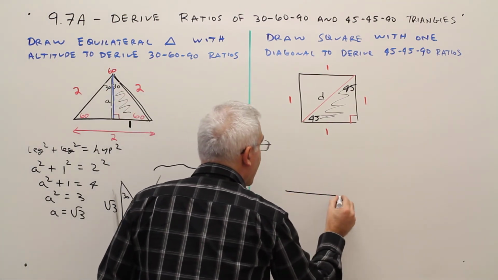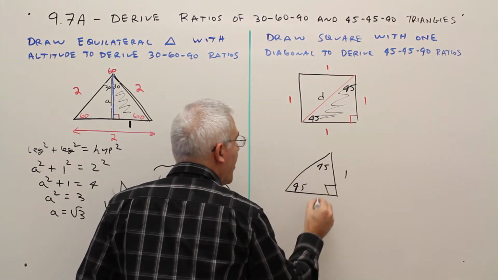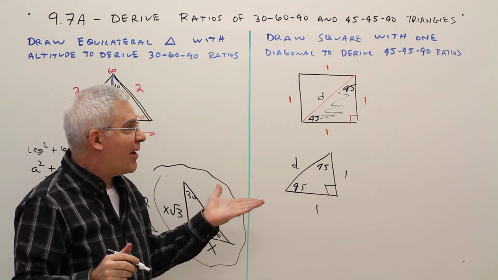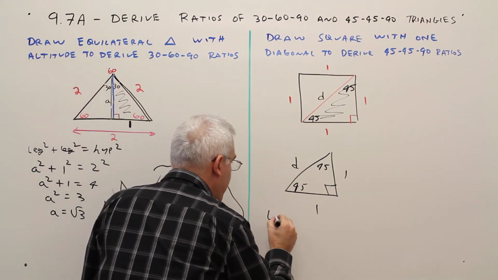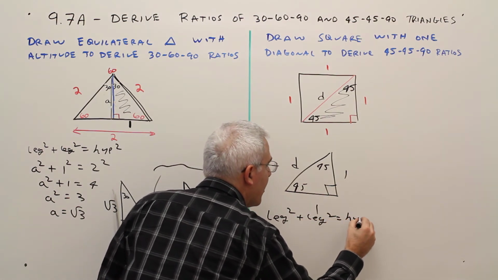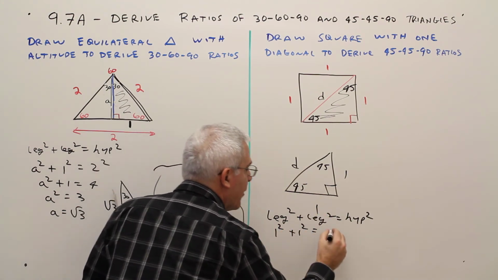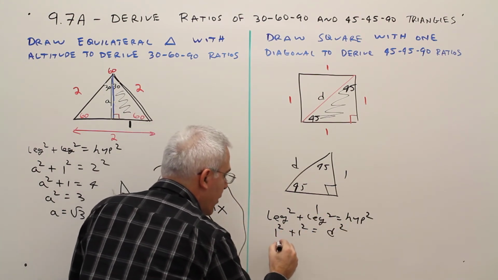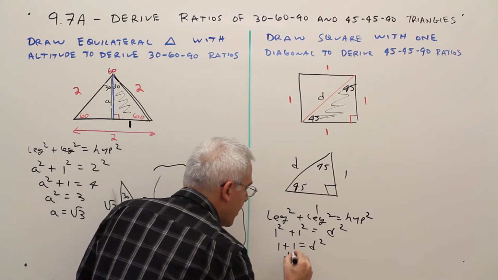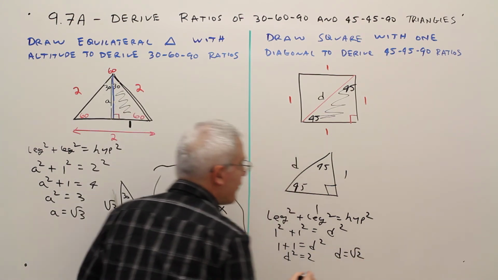So just draw again right here. 45, 45, 90, 1, 1, we'll call that D, diagonal. Use the Pythagorean theorem again. So leg squared plus leg squared equals hypotenuse squared. 1 squared plus 1 squared equals D squared. 1 plus 1 equals D squared. D squared equals 2. So D equals the square root of 2.